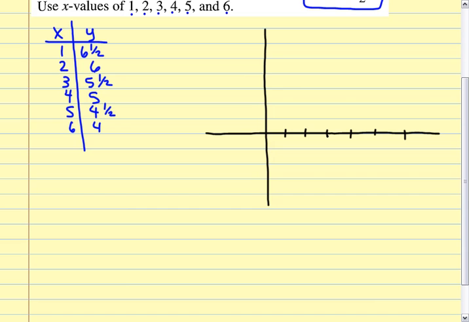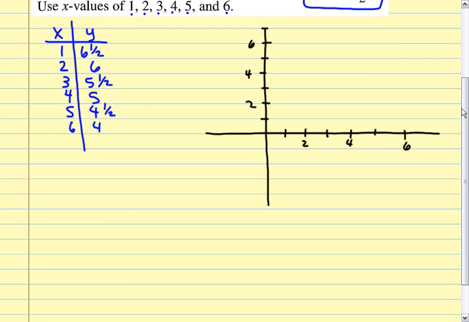Good. What's my biggest y value, Emily? 6. Oh, wait, no. 6 and a half. So I'll go up to 7, okay? 1, 2, 3, 4, 5, 6, 7. Okay? So, sometimes I just label them like this, so I don't have to put it by each one of them, right? Just every other one.